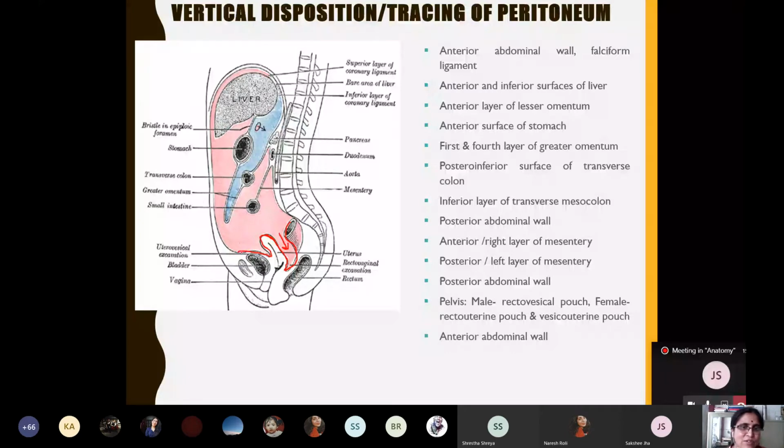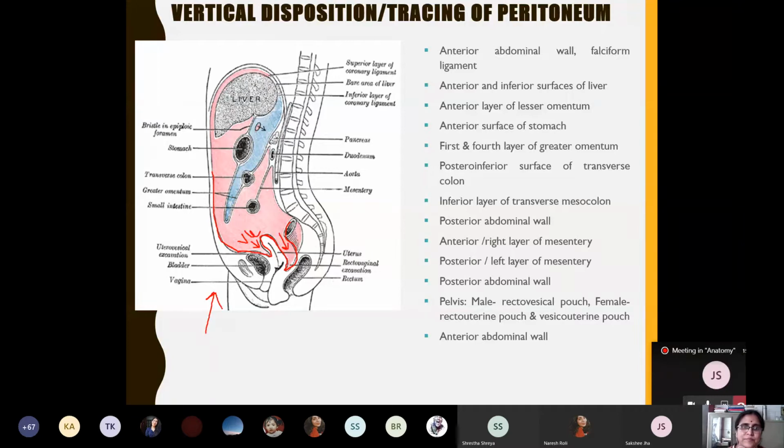What is the name of this pouch? This is known as the vesicouterine pouch. And after forming this pouch, it is reflected back towards the anterior wall of abdomen as a parietal peritoneum. So which disposition is this? Vertical disposition.